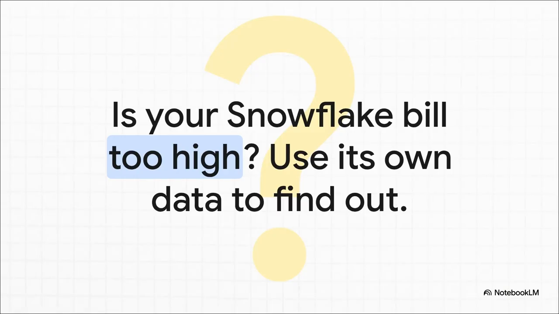We've all been there, right? The monthly bill shows up and it's a little higher than expected. But here's the secret. Snowflake logs everything about its own usage. The answer to why your bill is high is already sitting in your account inside a schema called account usage.